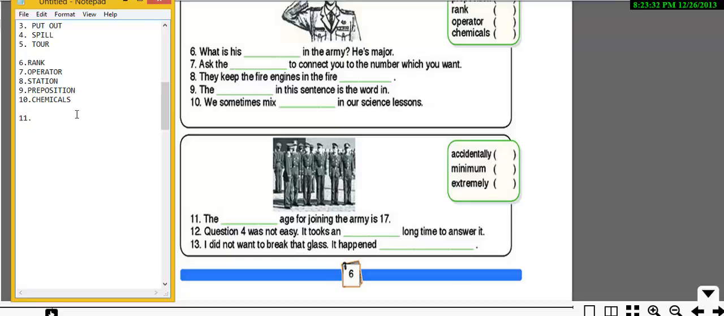So in number 11, I can't say extremely, the very age, which means the very age for joining the army is 17. Doesn't really make sense. You don't say the accidentally. You don't become 17 in an accident or accidentally, it just comes in a row. You know already you're going to become 17 one day. You're already 16, your birthday is coming, or maybe it did so already. So you're going to actually be left with the minimum.